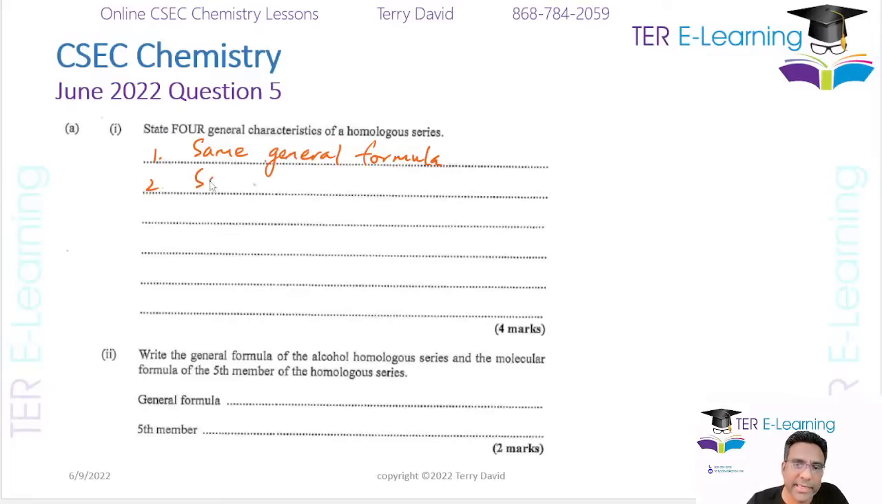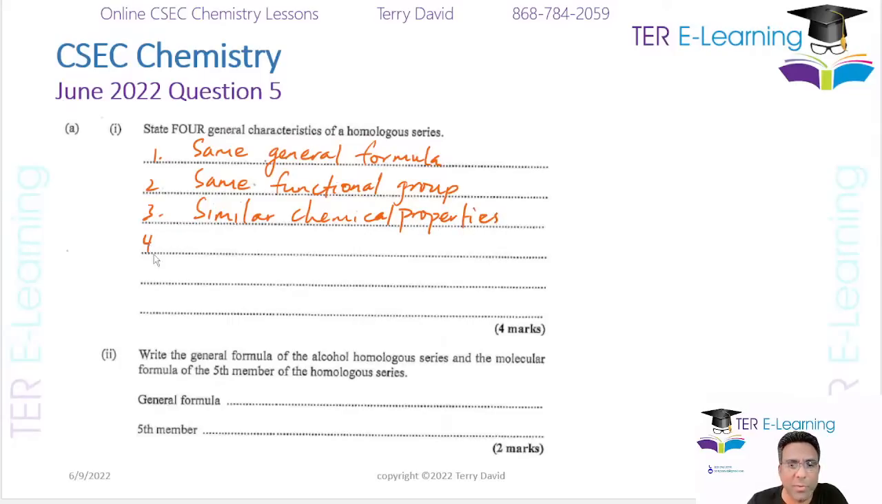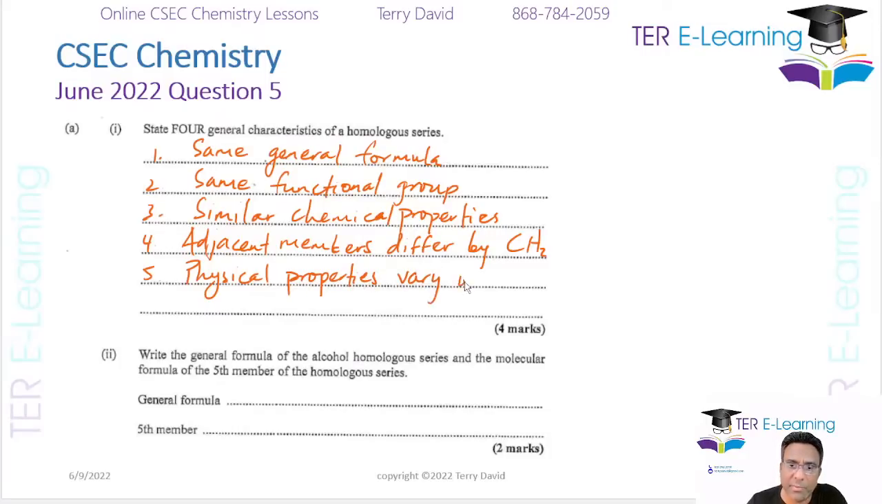2, same functional group. These are easy 4 marks if you did review this. Third one, similar chemical properties. 4, adjacent members differ by CH2. And the 5th one, physical properties. They only want 4, but I'm just giving you what the 5 are. Physical properties vary with the number of carbon atoms.